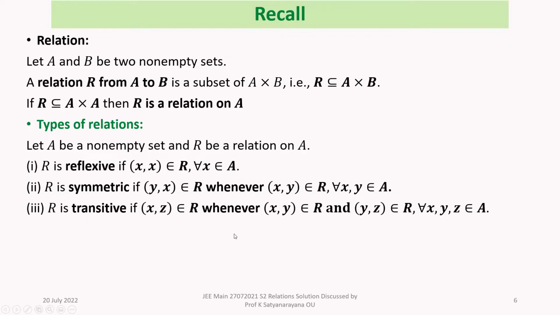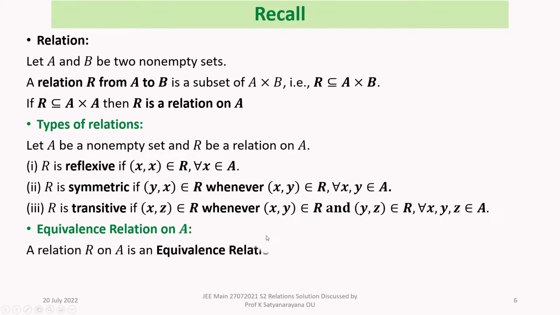That is the meaning of for all x, y, z belonging to A. Then R is transitive. And we have the definition of an equivalence relation on A. If R is a relation on a set A, then R is said to be an equivalence relation if it is reflexive, symmetric and transitive. So if all the three types are true for the relation R on A, then R is said to be an equivalence relation. Let's get into the problem now.